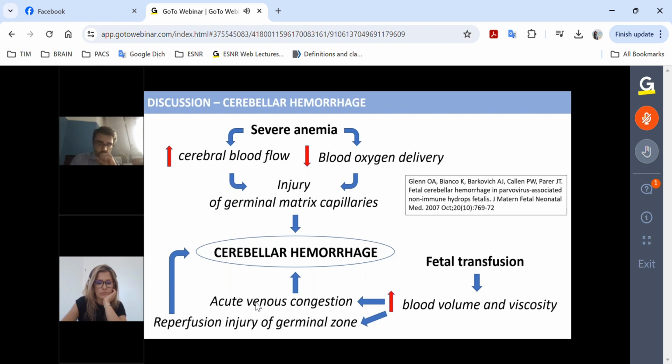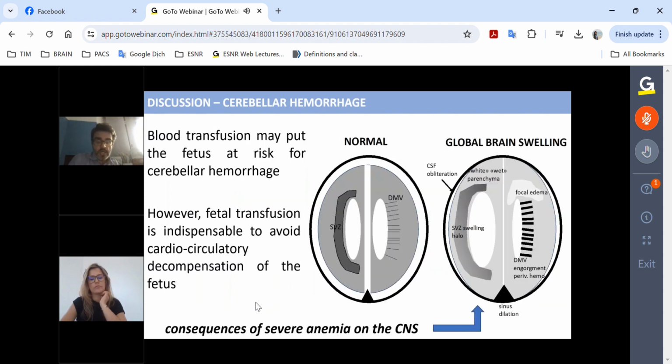But why should we treat the anemia? Well, because otherwise the complication of the brain swelling can be even worse. If you don't treat the fetus with a severe anemia, you will find a lot of swelling.